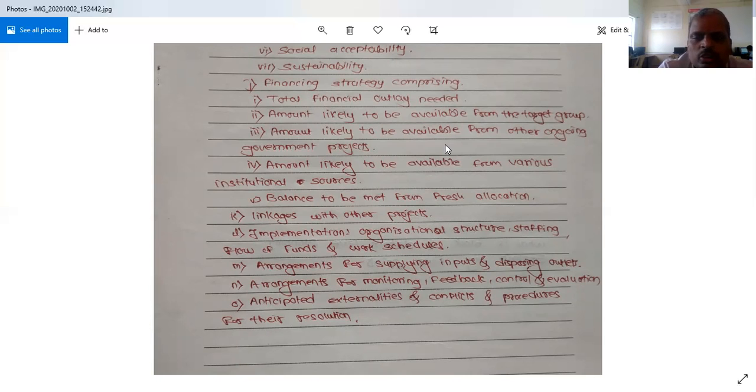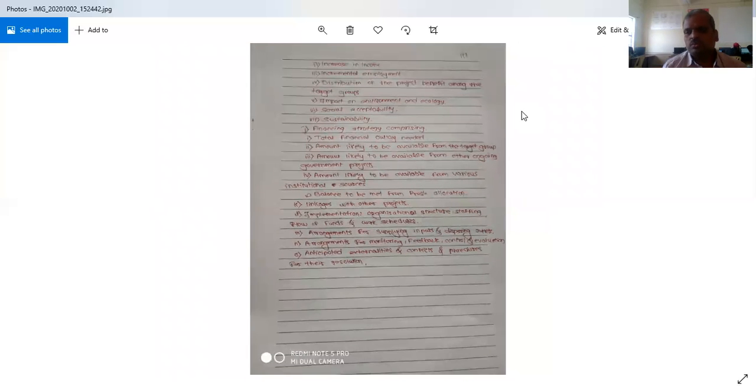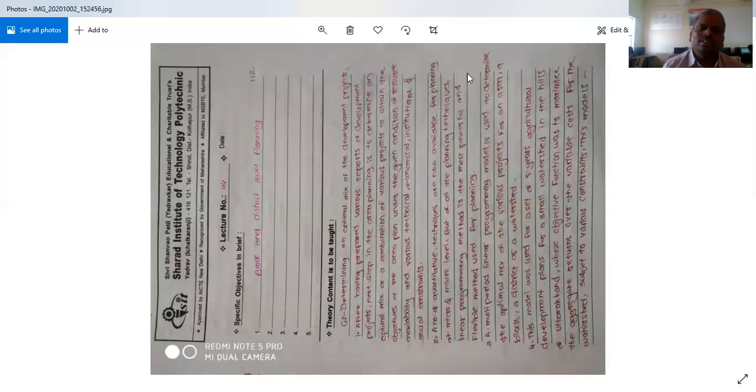Balance to be met from fresh allocations, linkages with other projects, implementation arrangements for supplying inputs and disposing outputs, arrangements for monitoring, feedback, controlling, evaluation, anticipated externalities and conflicts, and procedures for their resolution. In this way, we have already seen and discussed these points. Just go through this. It is nothing but the normal list.